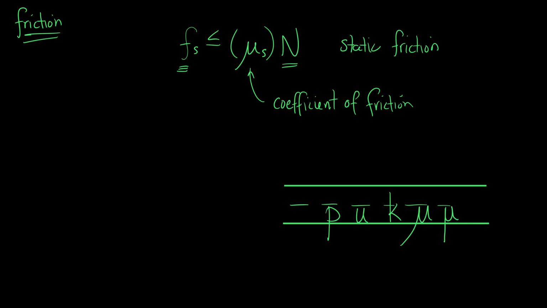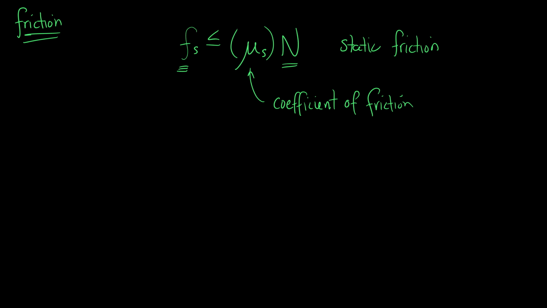It is possible to get coefficients greater than 1, but you're talking about glue and stuff like that, right? Things that would bond two things together. Generally, it's going to be a number between 0 and 1. If you work something out in a lab and you get a number that's greater than 1, you've probably made a mistake.